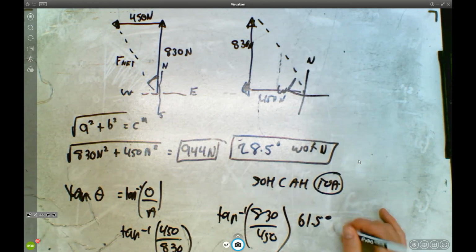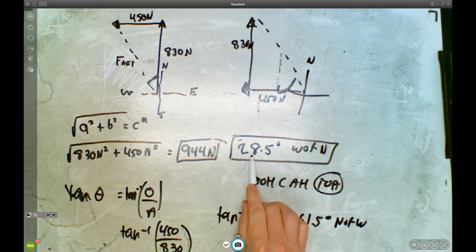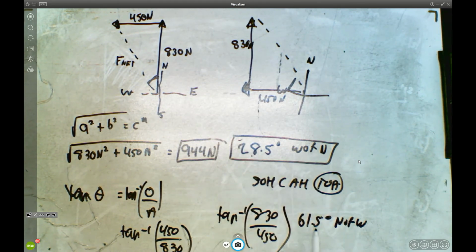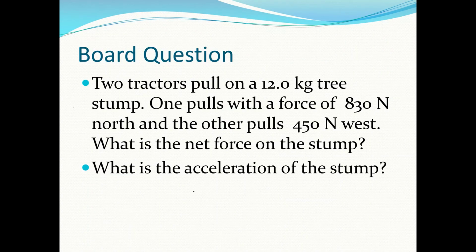Well, we're not going west, we're going north of west. And that's okay, right? 28.5 west of north is the same thing as that. Both answers are correct, and I will accept both answers. So you don't need to worry if you draw it the opposite way, you'll still get the right answer. There's a second part to this question which says, what is the acceleration of the tree stump? Try it on your own, see if you can get it, and I will do it right now.